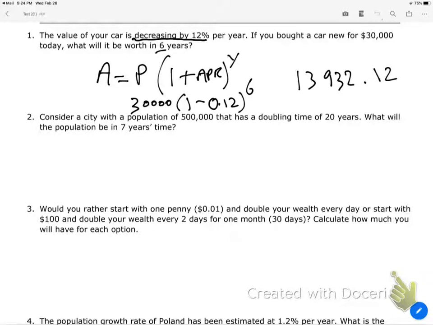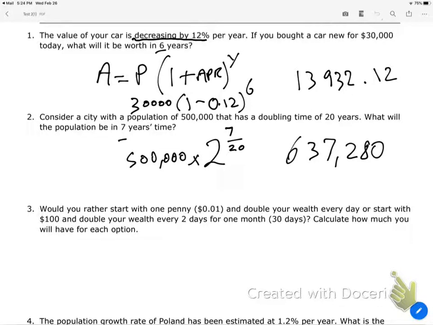Population 500,000, doubling time of 20 years. Right, remember this? It's a doubling time one. The doubling time is 20 years. We're looking for it in 7 years, and it starts off at 500,000. Okay, so that's what we're doing. So 2 to the power of, what's that? 7 divided by 20 equals times by 500,000. I think that's 637 and 280. Hopefully I don't make any mistakes in here.